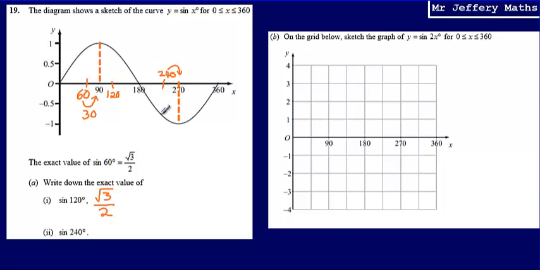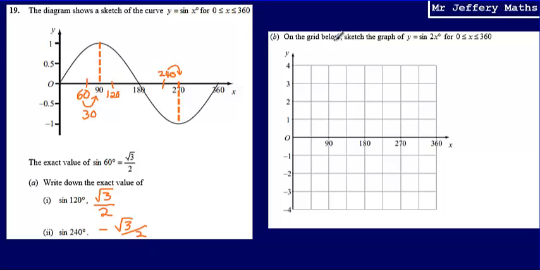So if I were to read downwards to the graph to find my value of y, then that's simply going to be negative root 3 over 2. For the reason that this wave is just repeated, but it's repeated below 0, between 0 and negative 1, as opposed to between 0 and 1. So the first two answers there are root 3 over 2 and negative root 3 over 2.